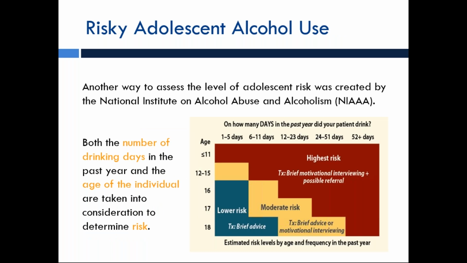Another way to assess risk is through the algorithm that the National Institute on Alcohol Abuse and Alcoholism, or NIAAA, provides. And this is based on the number of days of drinking in the past year, as well as the age of the individual. As you can see, the younger the adolescent, the more risk there is if that adolescent is drinking. So for any young person 11 or under, any days in the past year is high risk. And then it breaks it down into moderate risk and lower risk categories based on the algorithm of matching up the days with the adolescent's age.